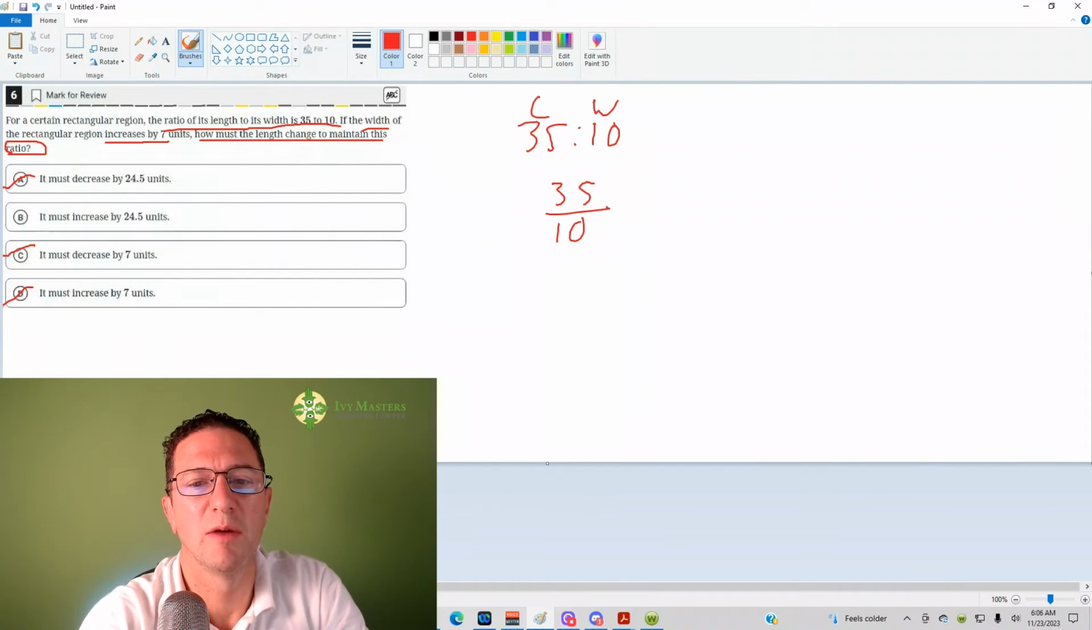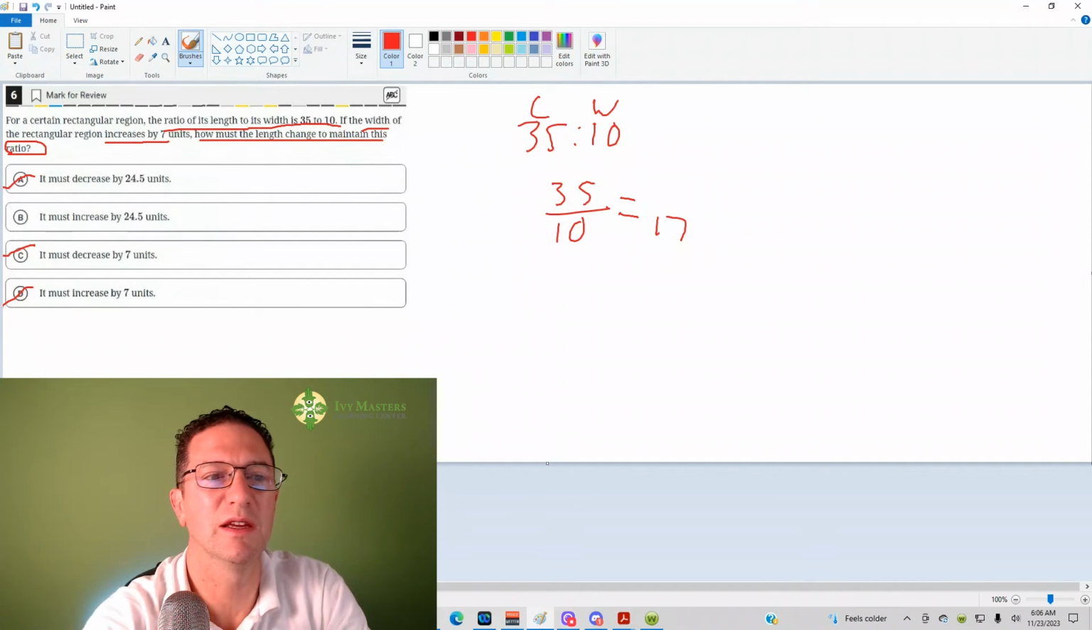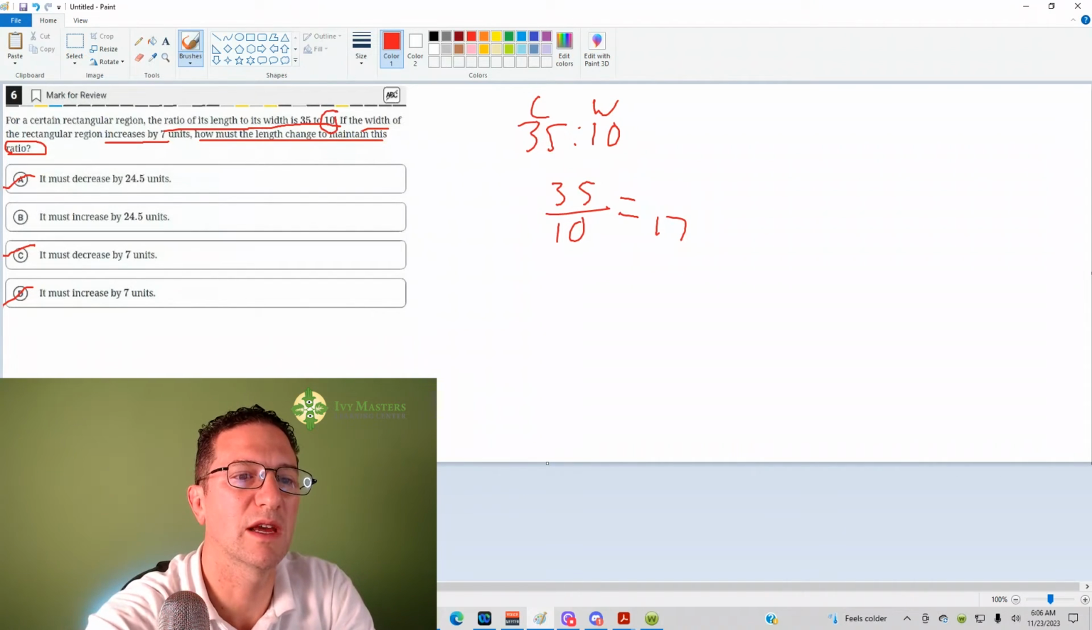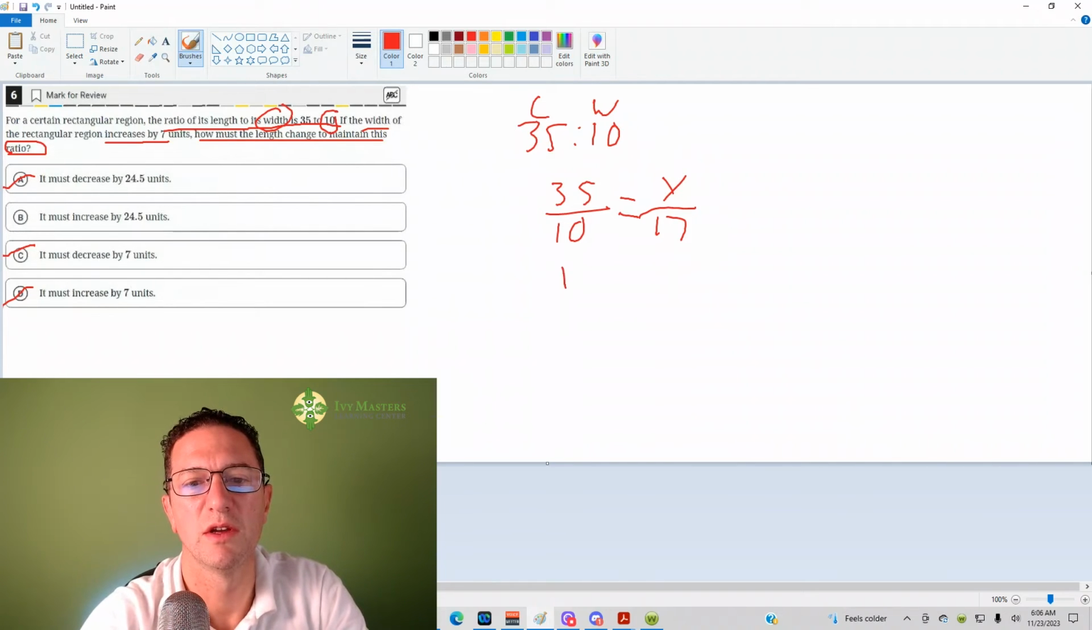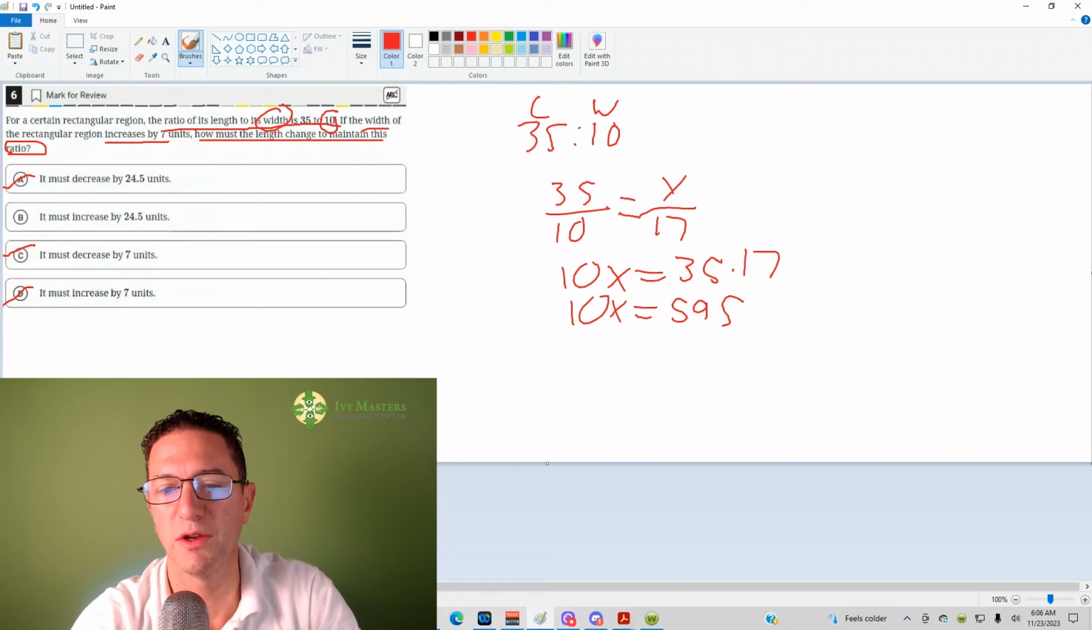But 35 over 10 has to equal, now if we increase that width by 7 units, it becomes 17. That's 10 plus 7. Remember, the width is the second thing mentioned, and that's the 10. Then you got your x over here. So if we cross multiply and set equal, we get 10x equals 35 times 17. And if we multiply that, we get 595. You could use your Desmos calculator in order to do that.